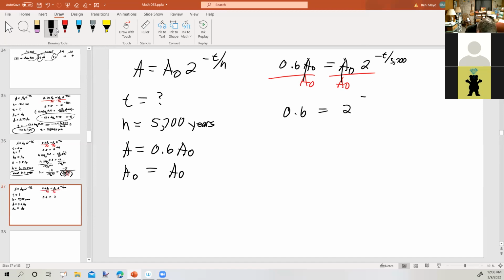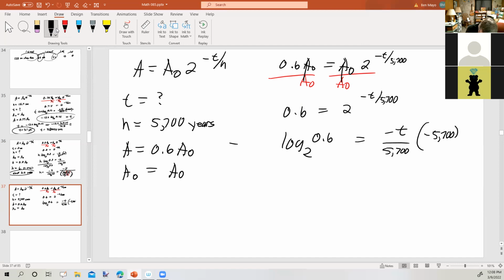0.6 equals 2 to the negative T over 5,700 years. I'm going to change this to log base 2 of 0.6 equals negative T over 5,700. Just like in the first example I did, we can multiply by negative 5,700, and that'll get rid of the 5,700 and the negative.